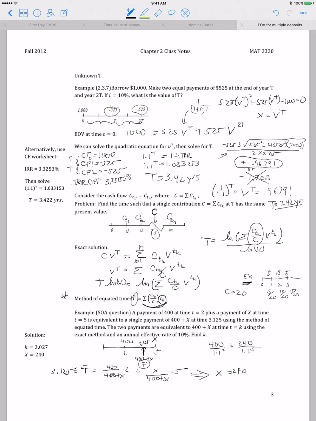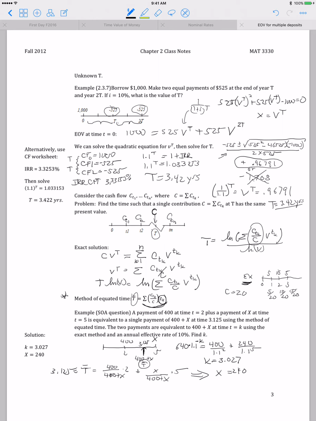And that is equivalent to 400 plus X, which is $640, discounted back K years, because it says 400 plus X at time t equal to K using the exact method. So we'd multiply this by 1.1 to the minus K. Well, this just gives us an exponential equation for k. Once again, we can use the natural log and we can solve that exponential equation. And again, you should do it, and you need to verify that k is 3.027.